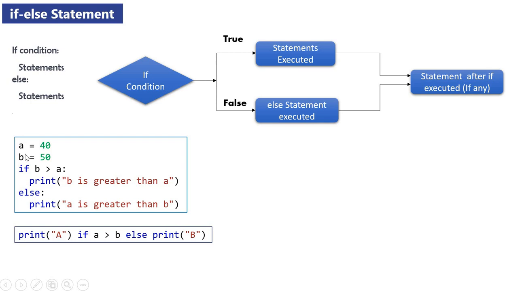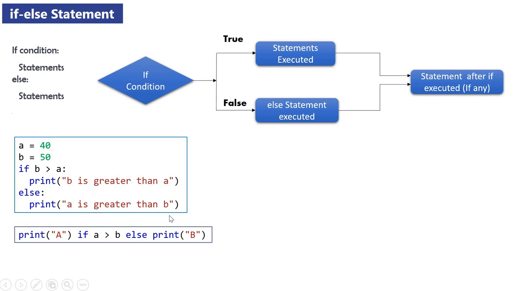Let's understand it with an example. For example, a is 40 and b is 50. If b is greater than a colon, then print b is greater than a. Else also has the colon, mark that. Else print a is greater than b. So if this condition is true, the output will be b is greater than a. If this is not true, meaning b is not greater than a, then the control will go to the else part and it will print a is greater than b.